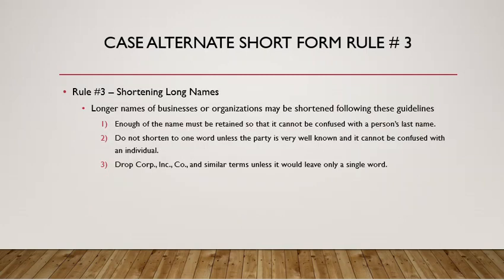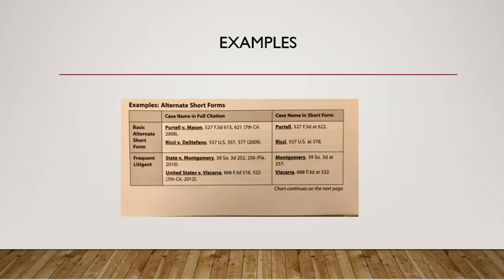Rule number 3, shortening long names. Longer names of businesses or organizations may be shortened following these guidelines. Enough of the name must be retained so that it cannot be confused with a person's last name, however. Do not shorten to one word unless the party is very well known and it cannot be confused with an individual. Drop words like corporation, incorporated, or company and similar terms unless it would leave only a single word. Examples in alternate short form. Please read the picture on the slide in order.